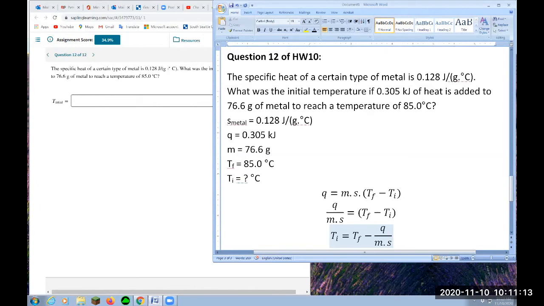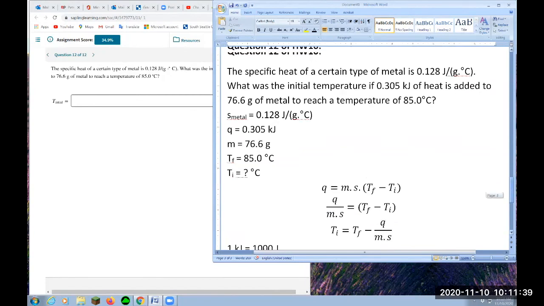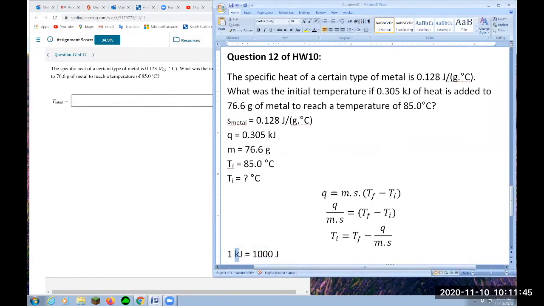However, here Q is in kilojoules, and the mass is in grams, and the specific heat is in joules per gram per degree. Because of the specific heat capacity, we have to have joules, not kilojoules. So we need to change the kilojoules into joules first. And we know that 1 kilojoule is 1,000 joules. That's what the prefix kilo means. You change the prefix kilo by its value, 1,000, and you rewrite the base unit of joules. So we will use that to do our conversion from kilojoules to joules.